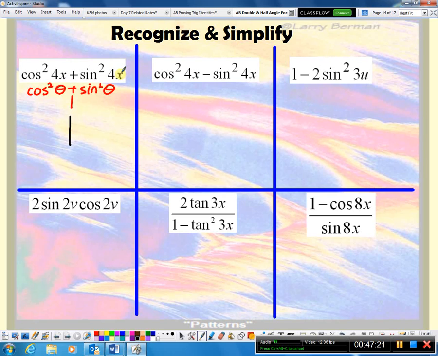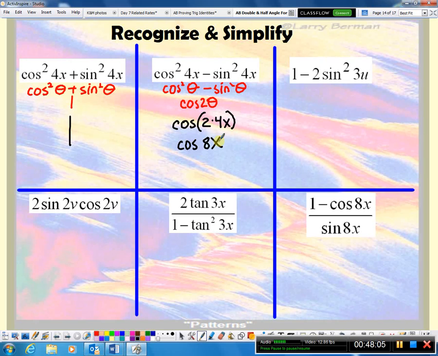Now, on the next one, this is cosine squared theta minus sine squared theta. Whoa, that's not Pythagorean. That is one of the 3 expansions for cosine 2 theta. So now I've got to return and simplify what I was given. So I know that what I'm going to get is cosine of 2 theta. Do you see the 4x and the theta correspond to each other? So 2 theta is 2 times 4x. This is cosine 8x.